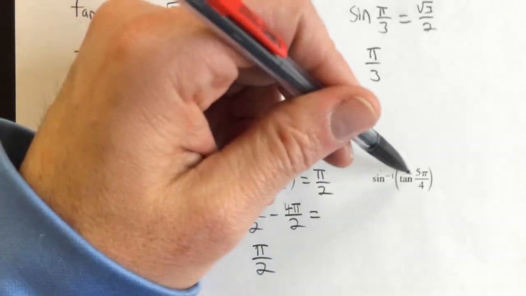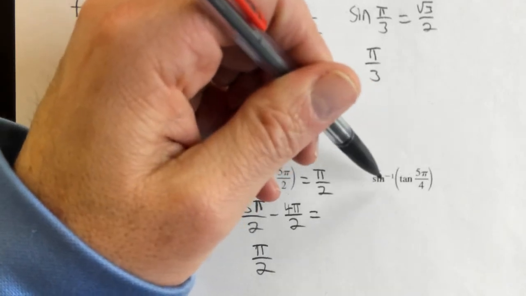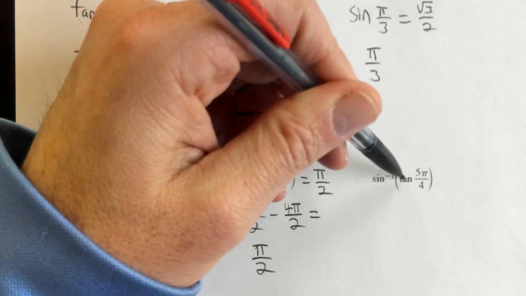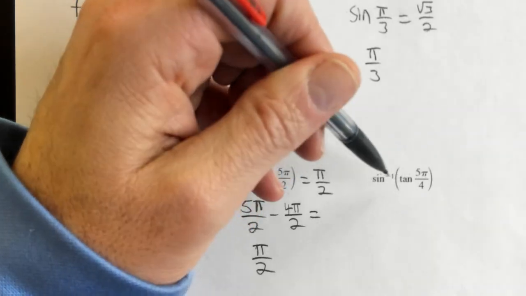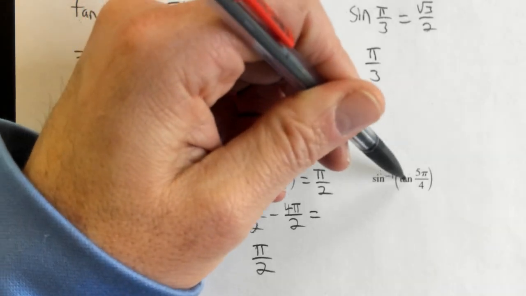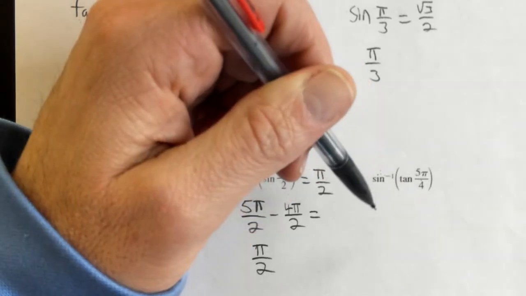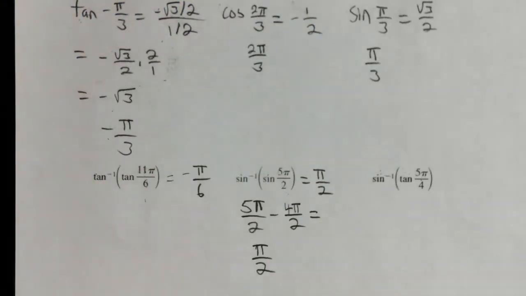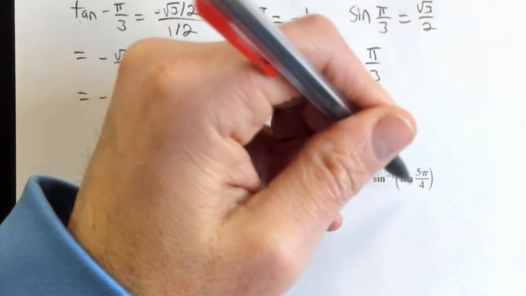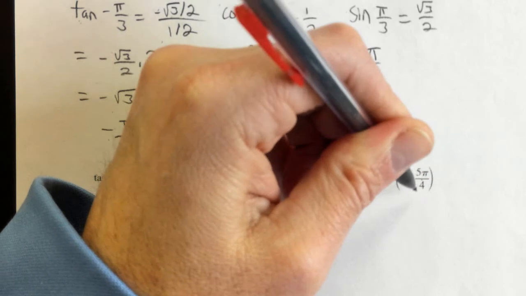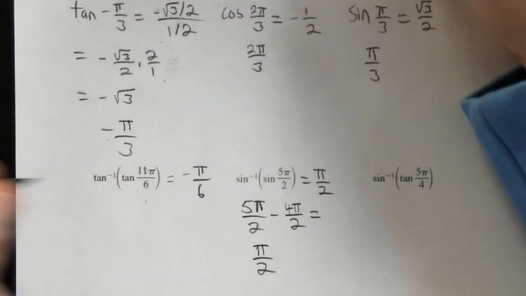So these are two different functions, right? So it's not the inverse of the same function, so it's not inverse tangent of tangent or inverse sine of sine. It's the inverse sine of the tangent of 5 pi over 4. So the first thing that I need to do here is see what the value of the tangent of 5 pi over 4 is, and once I figure that out, then I can look for the inverse sine of that. Okay, so let's start off by doing this.